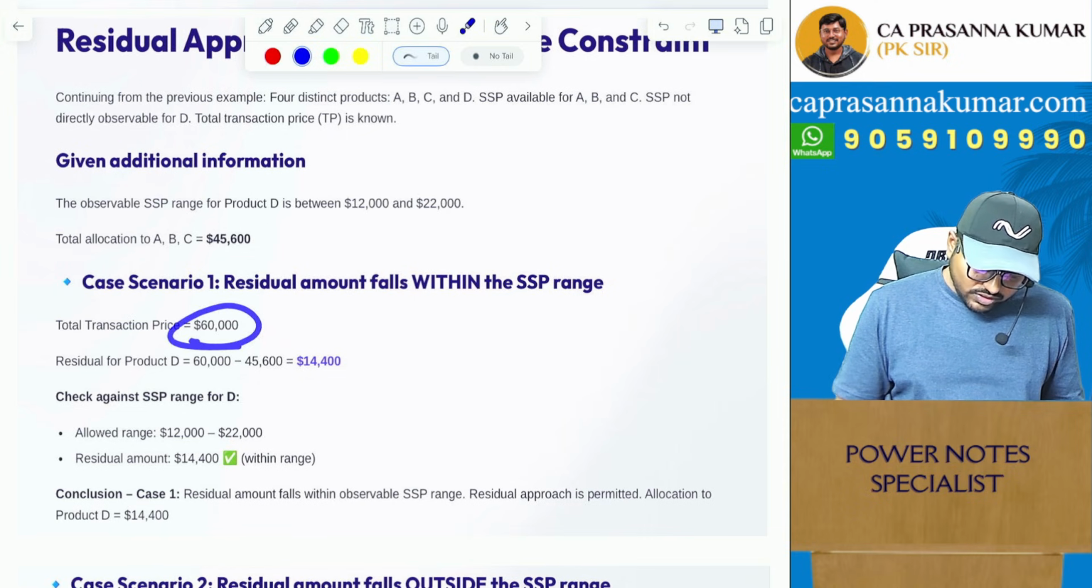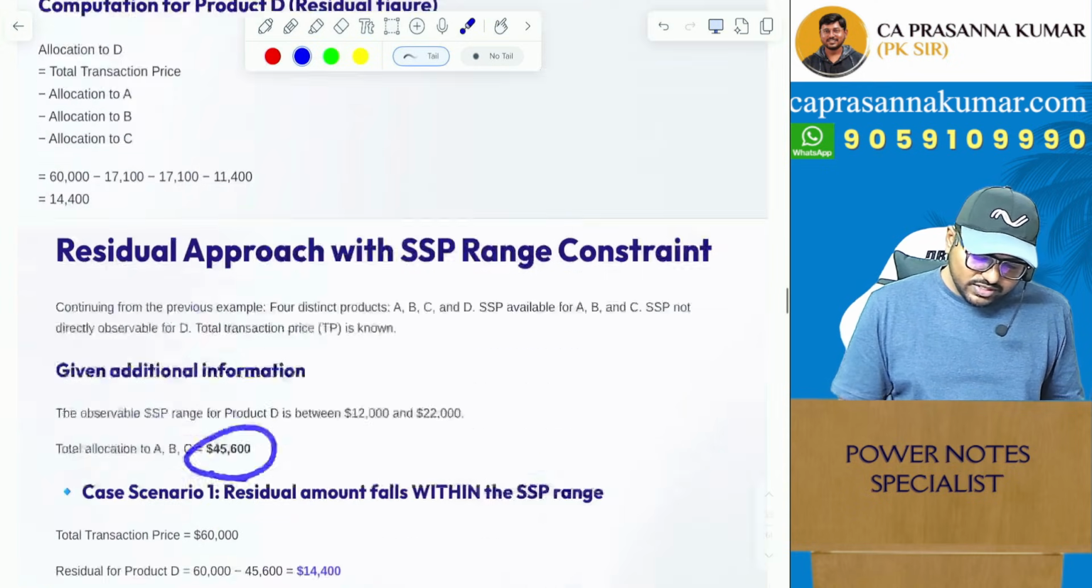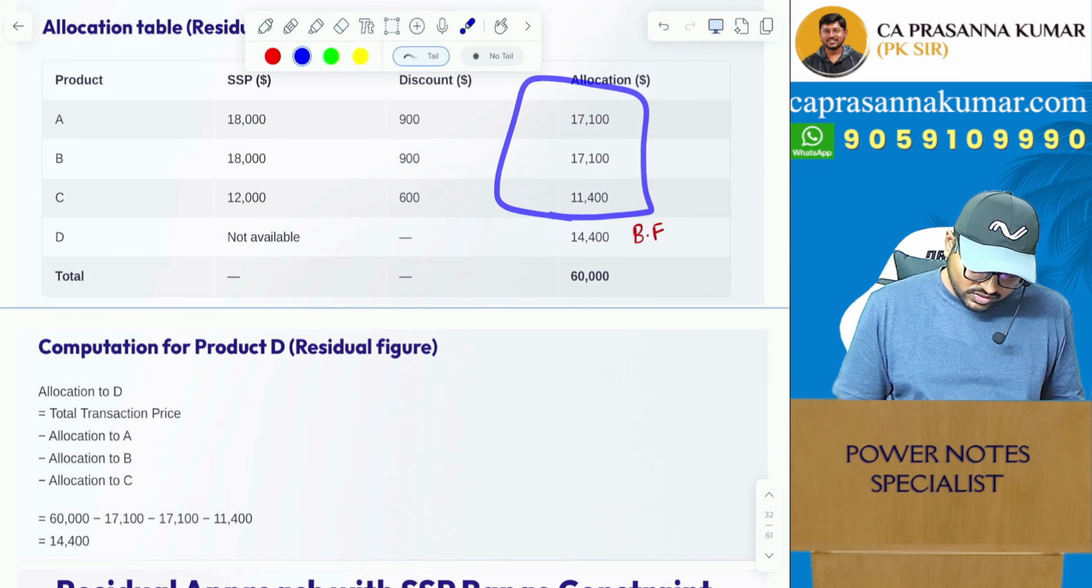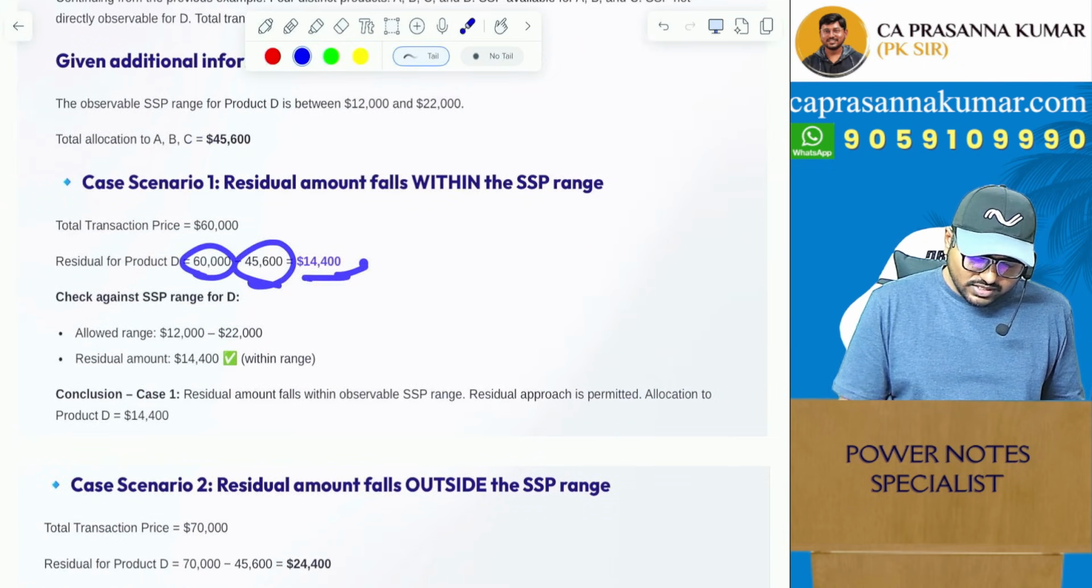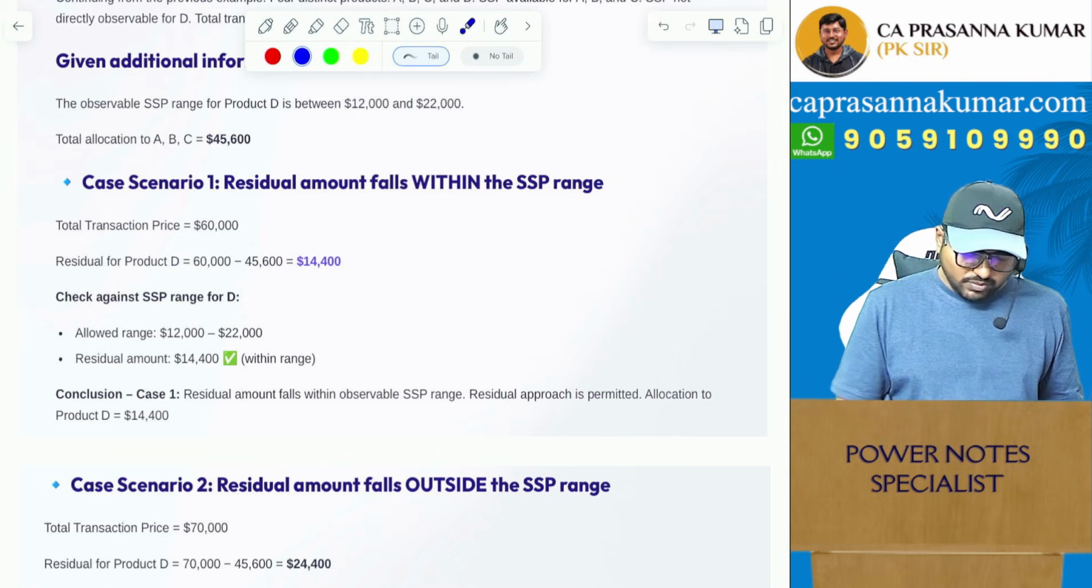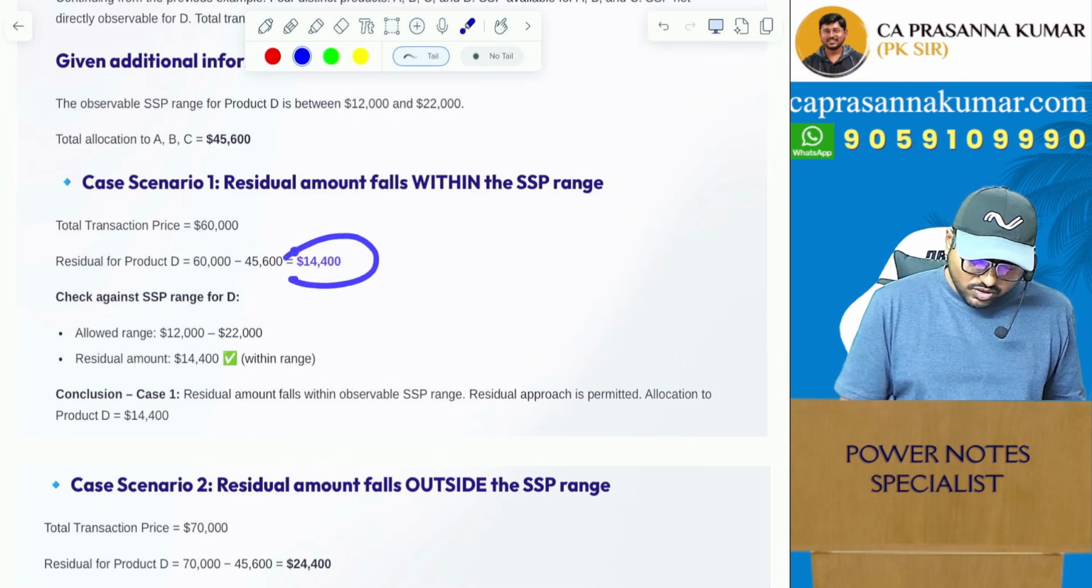You have 60,000 and the total allocation to A, B and C is 45,600. Same as the previous case. Usually what you'll do is 60,000 minus 45,600, a balancing figure for the residual, for product D. That will be your residual method. You got how much? 14,400.